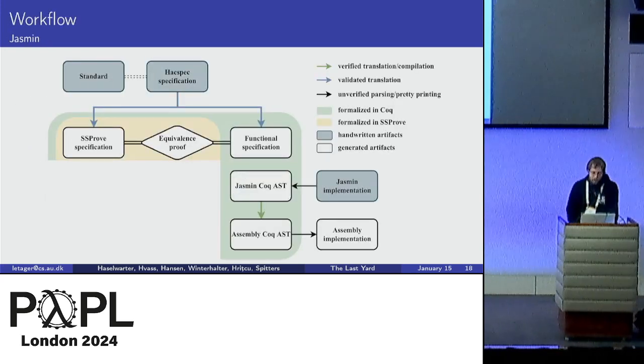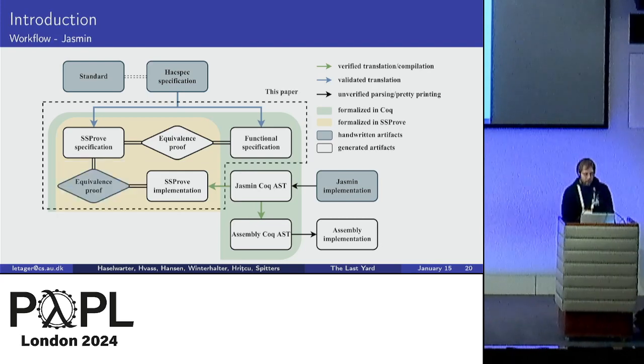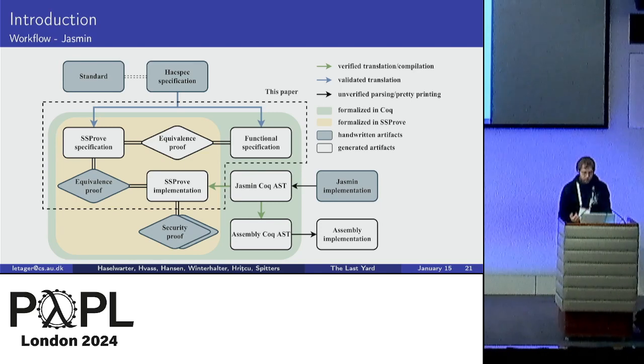So if we try to add this to a workflow, it looks like this. So we have the Jasmine implementation that then gets translated to this Jasmine Coq AST, which can then be translated to assembly, which was the pre-existing work in Jasmine. We then add this translation to SSProof, and then you can by hand add an equivalence proof between this SSProof implementation and an SSProof specification. And lastly, you can also add security proofs for these implementations.